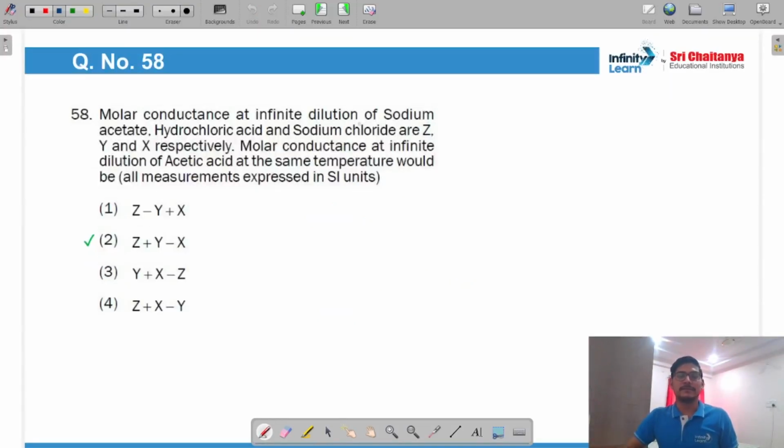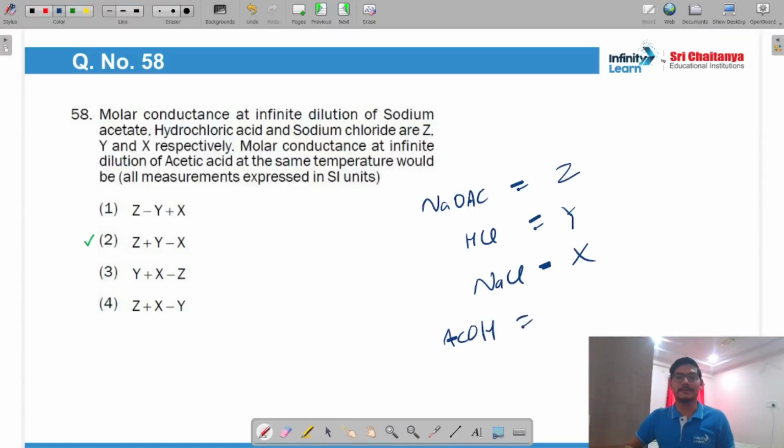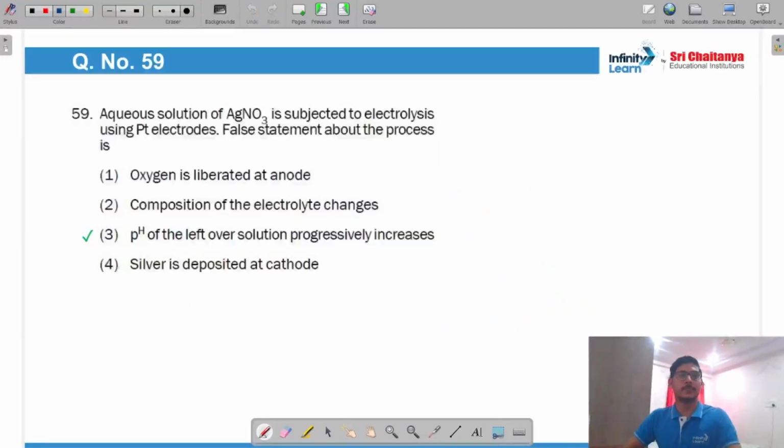Molar conductance at infinite dilution for sodium acetate is given to be Z. For HCl it is Y, and for sodium chloride it is X. The question is molar conductance for acetic acid. All right. For acetic acid, we need two ions, acetate, which will come from Z, and we need H plus ion, which will come from Y. We don't need Na plus and Cl minus, so we'll subtract X. So Z plus Y minus X. This will be the correct answer.